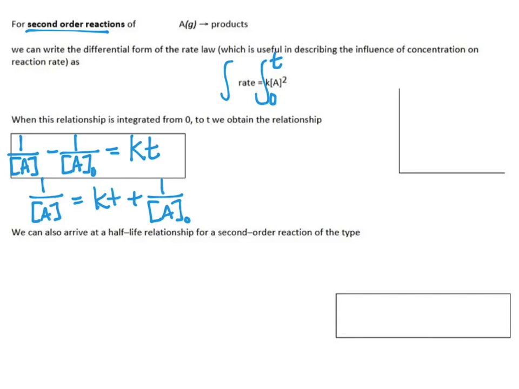So how would we label our graph this time? We have time, and our y is what? 1 over concentration of A. We have a positive slope, and m equals k. This is the only one that has a positive slope out of the 3 that we're dealing with, so it should be easy to see.